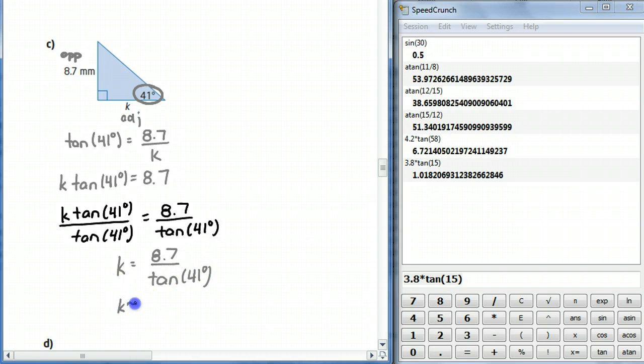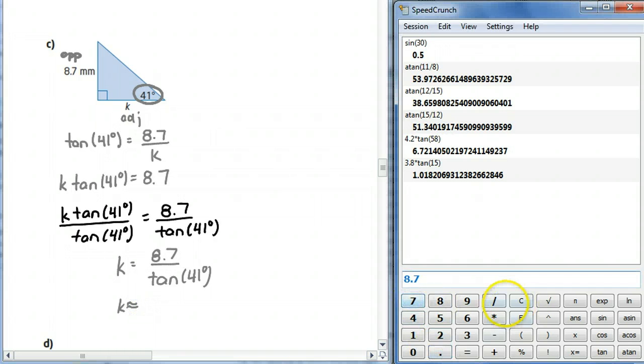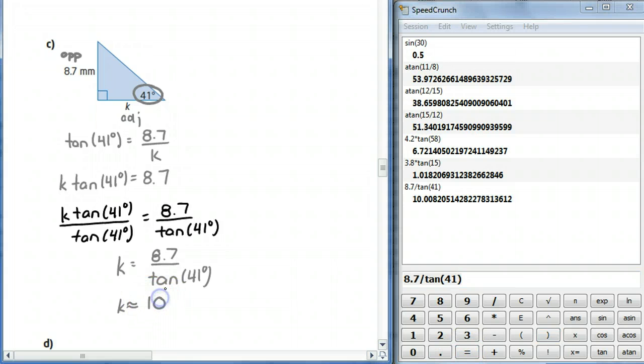So k is approximately equal to, and let's type this in, 8.7 divided by tan of 41 degrees. Close my brackets, and I get approximately 10 units, or in this case, 10 centimeters, which I feel good about, because if this is 41 degrees, this angle here will be larger, and therefore k will be larger than 8.7. And in fact, I feel even better about it because with 41 degrees, these angles will be pretty close, meaning these sides are going to be pretty close in length.